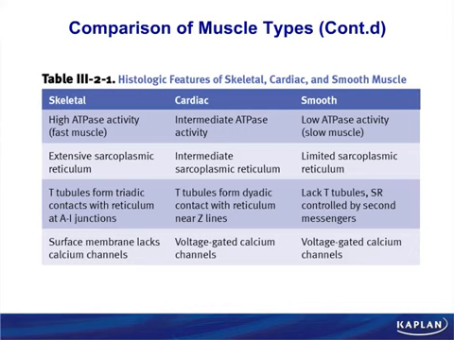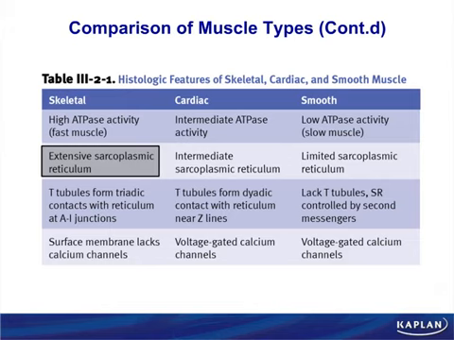Skeletal muscle is very fast. It has a very high ATPase activity. Smooth muscle is very slow, so it has a low ATPase activity. And the heart is in between. As you would predict, skeletal muscle has a very extensive sarcoplasmic reticulum because all calcium comes from the SR, whereas smooth muscle has a very limited sarcoplasmic reticulum. The heart is somewhere in between. Both of them utilize extracellular calcium for contraction.